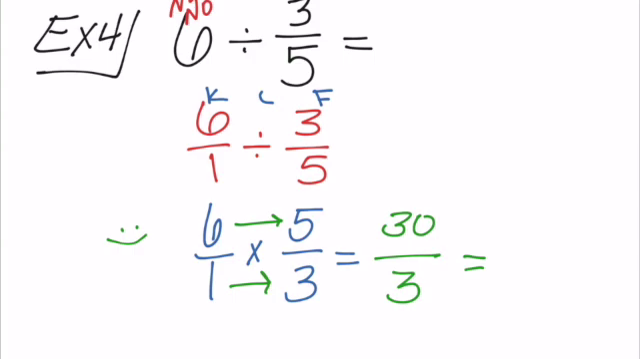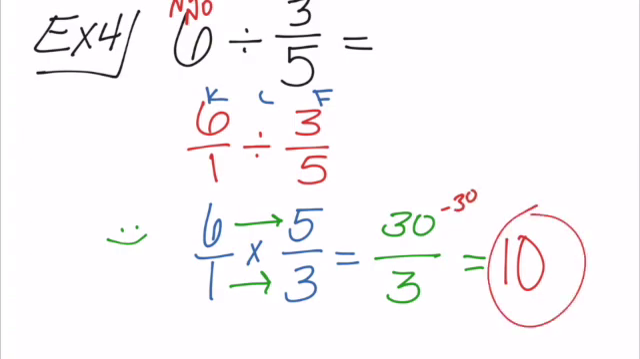3 goes into 30 10 whole times. And 3 times 10 is 30, so that's like I'm taking all the pieces away. So my final answer is 10.